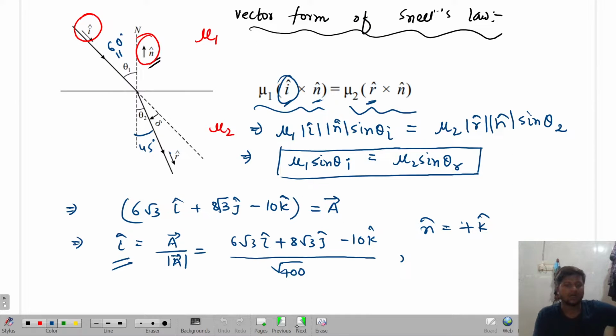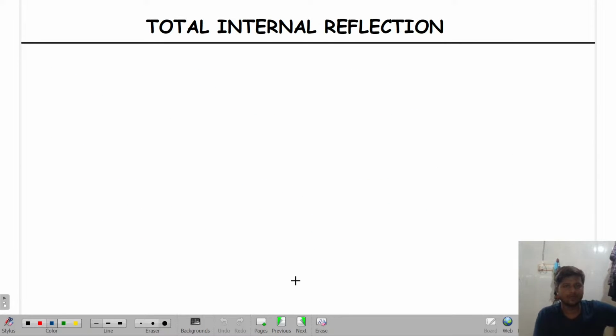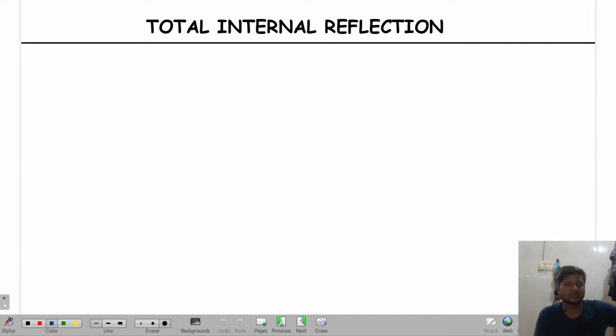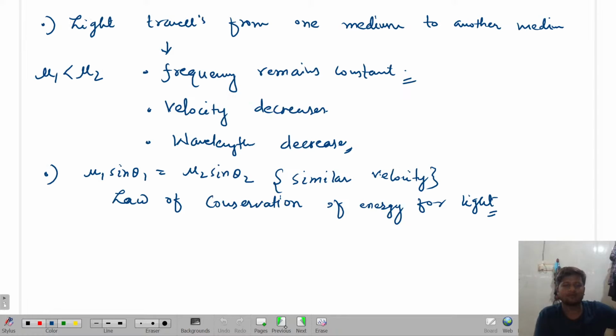Based upon this, tomorrow I am going to complete total internal reflection for different cases. There are 2 to 3 different cases for which I will complete total internal reflection. And after that, I'll solve some 20 to 25 problems based upon this refraction and total internal reflection. Are you able to get me or not?